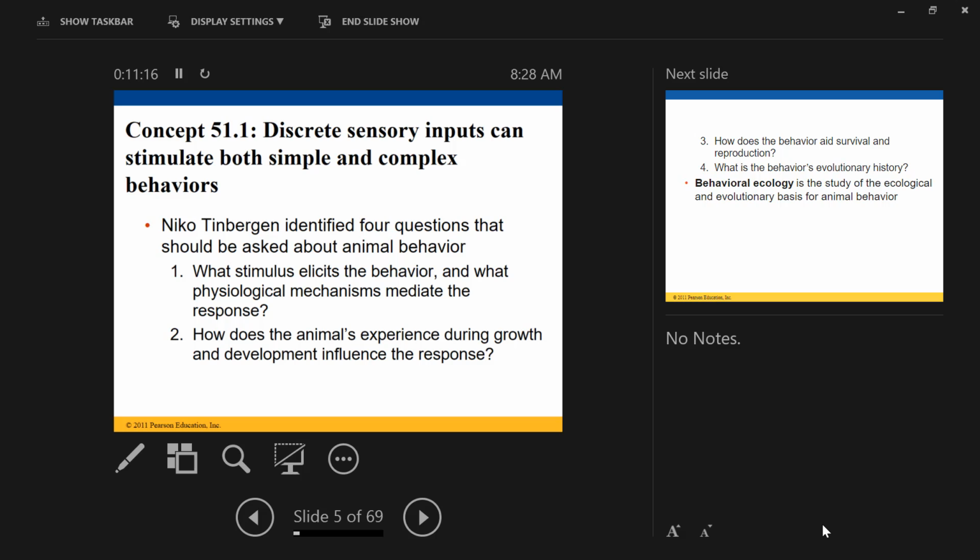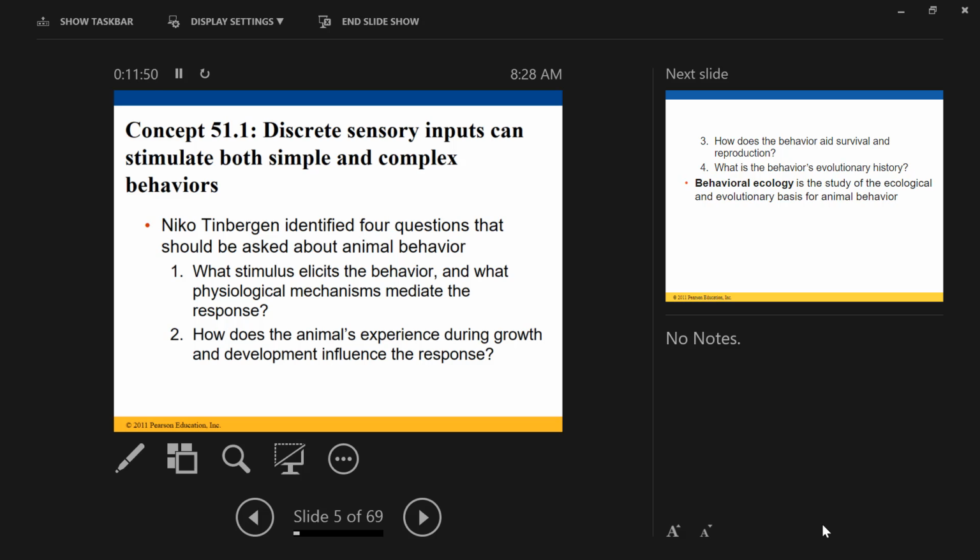So this first question is like, what triggers this behavior? And for me, it's the need to illustrate the fiddler crab claw waving, right? And then what physiological mechanisms mediate that? How does the body execute it? And then the next one, another way to state this is, how does this behavior change through development? Is another way to state the second question. So the second question says, how does the animal's experience during growth and development influence the response? Another way to say it is, how does this behavior change through development?